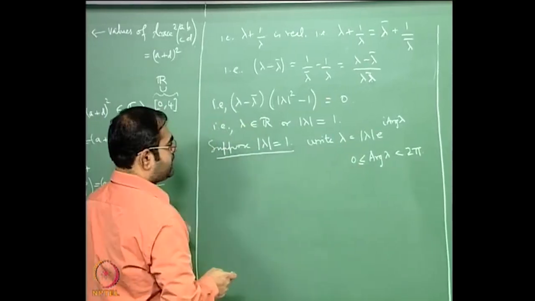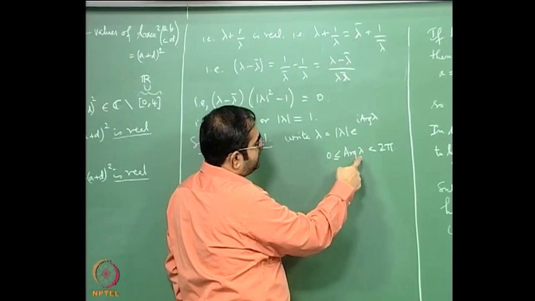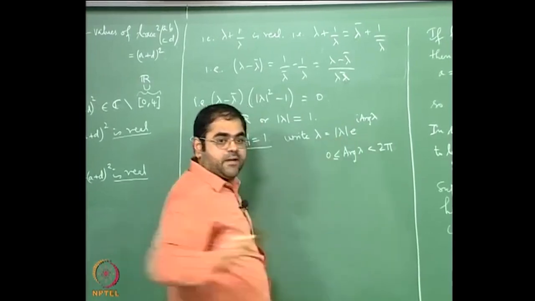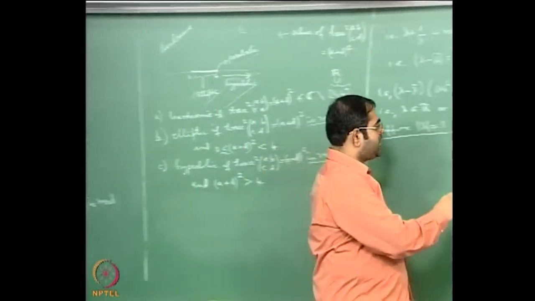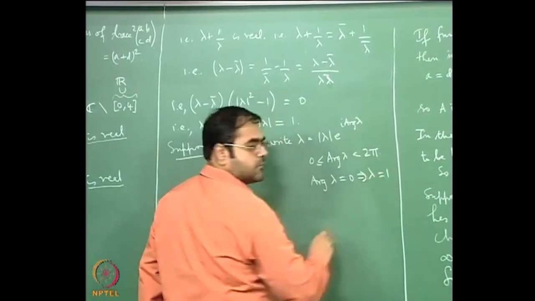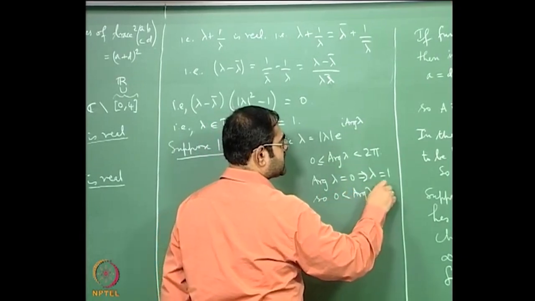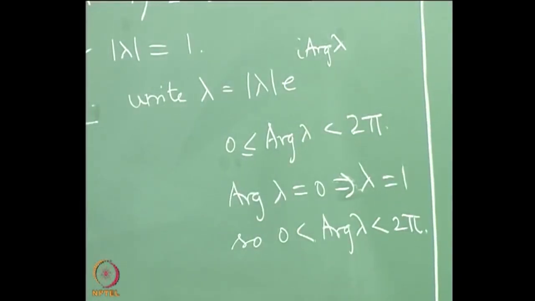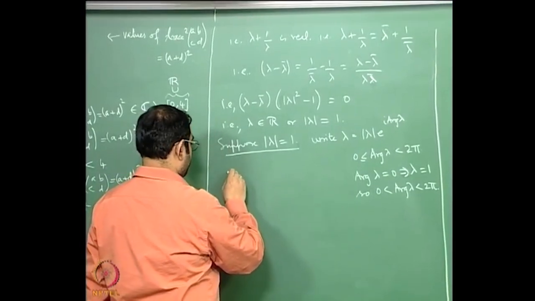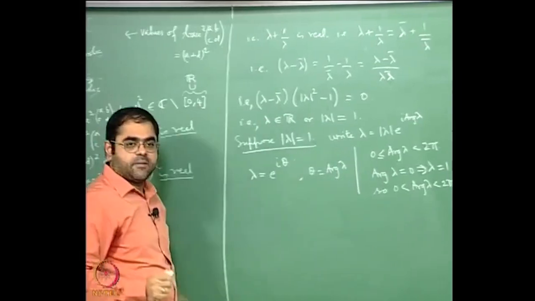Now you see, notice that argument lambda equal to 0 is not allowed, because if argument lambda is equal to 0, then I will get lambda equal to mod lambda, so I will get lambda equal to 1, okay, but lambda equal to 1 is not allowed, okay. So argument lambda equal to 0 implies lambda equal to 1. So you see, 0 should be strictly less than argument of lambda, strictly less than 2 pi, okay. So let me write lambda as e power i theta, where theta is argument of lambda. So I am in this case, okay.